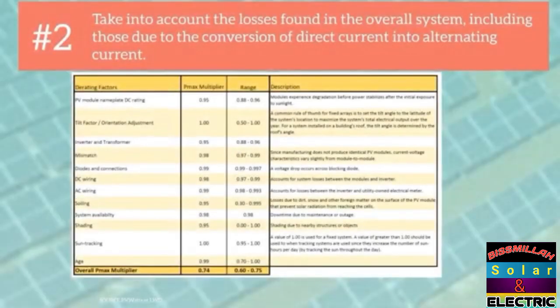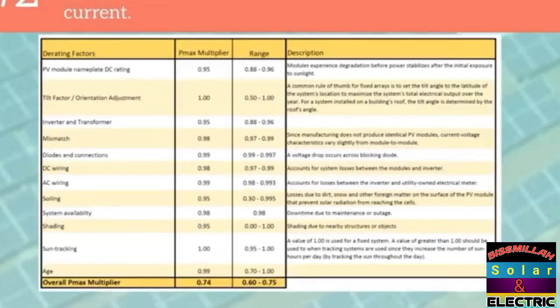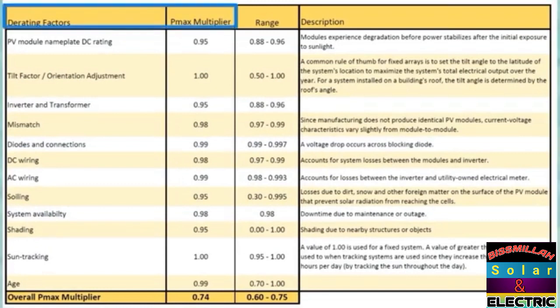Now we must take into account the losses found in the overall system, including those due to the conversion of direct current into alternating current. We do this by taking into account a number of derating factors. To do so, we multiply the Pmax of the solar module by these factors. These are shown in the table below, along with the standard value used for each one and the typical range used for each factor. On the far right, you have a more detailed explanation for each factor which you may find in the notes you downloaded at the beginning of this course.